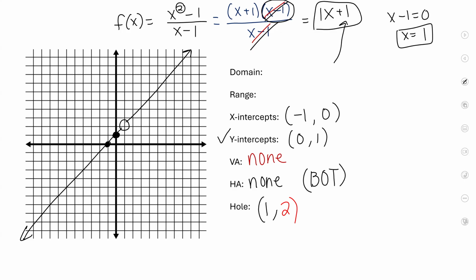So your domain, you can be everything except for where that hole is. The x value of the hole is 1. Your y value, you cannot be where the hole is. The y value of the hole is 2.